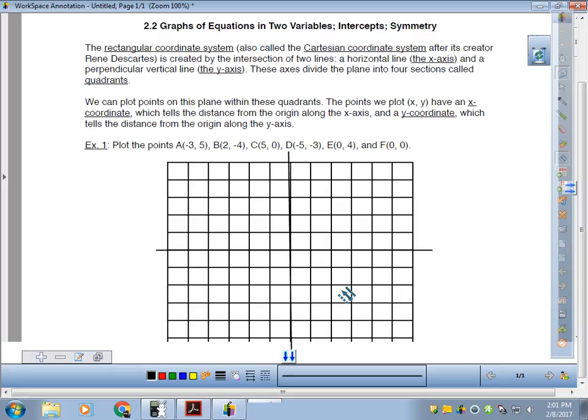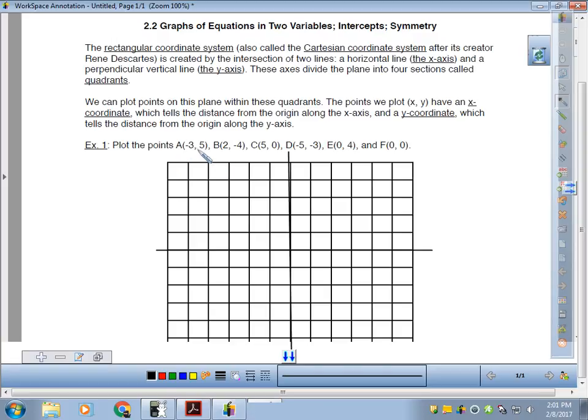Now when we plot points in these coordinates, they are given as x's and y's, where the x represents a horizontal distance. A positive x means move to the right, a negative x means move to the left, and y represents a vertical distance. So positive y means go up, negative y means go down. And so we're going to start by just plotting some points.